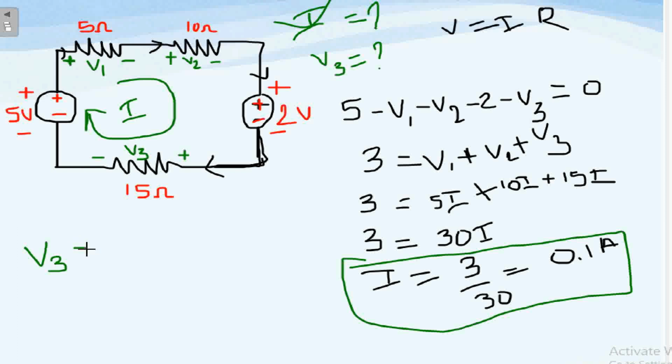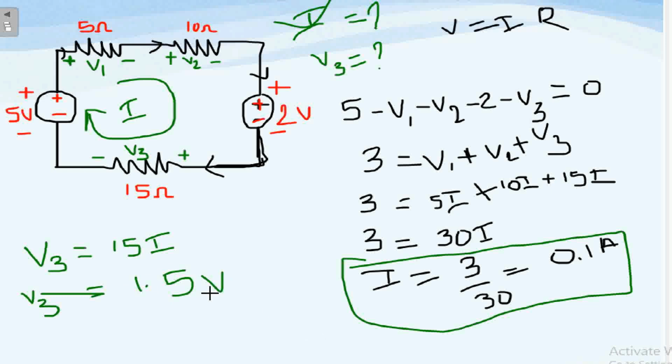So here V3 is found by Ohm's law. Instead of resistors, here you can have a capacitor or inductor. For anything we have to apply Ohm's law only. So V3 is equal to 15 into I. But what is I? 0.1. So automatically V3 is equal to 1.5. 1.5 volts we got.